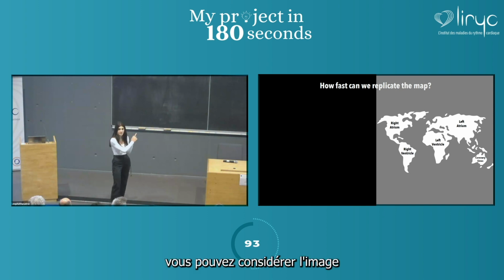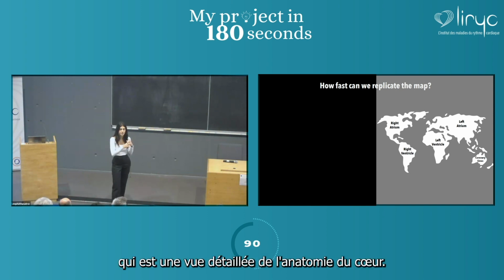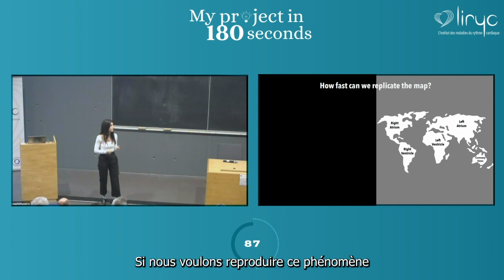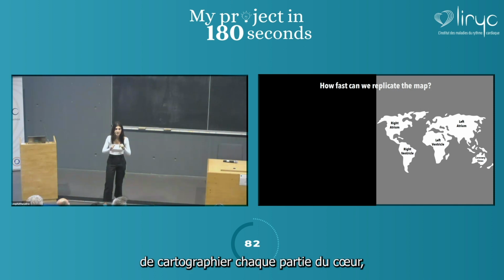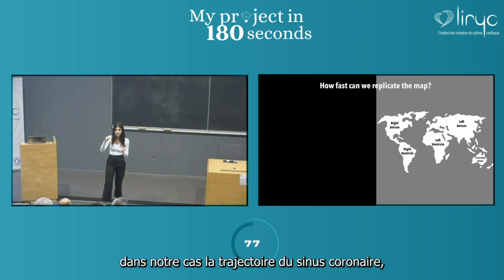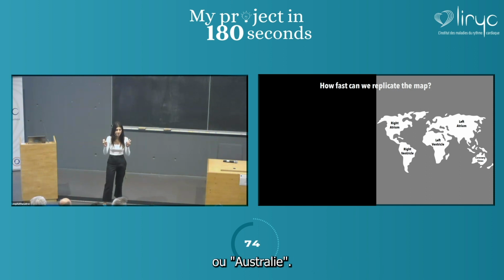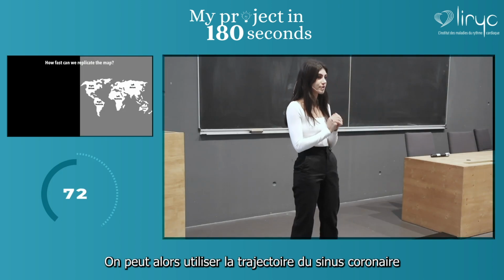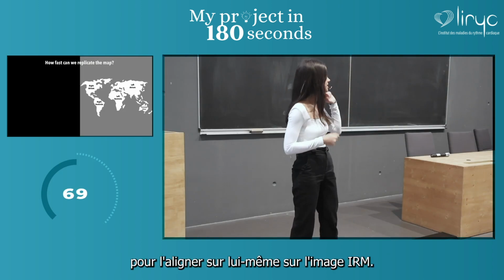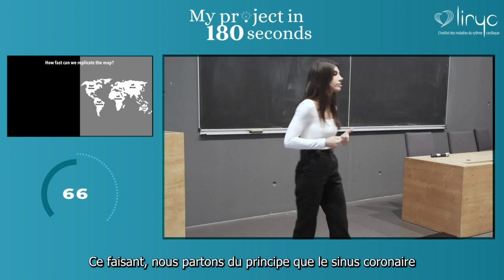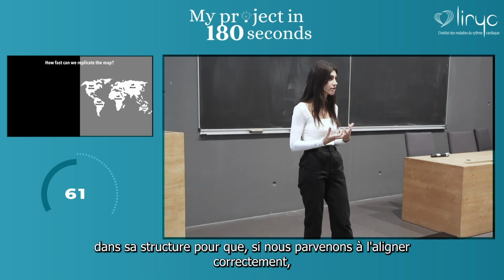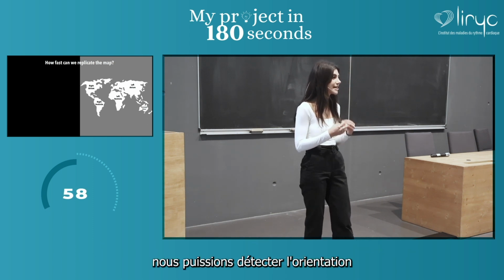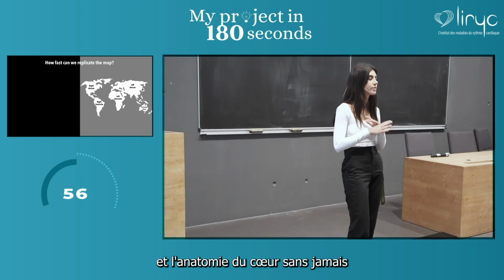Now, you can think of this image as an MRI scan of the heart, which shows a detailed view of the heart's anatomy. If we want to replicate this in the operating room, instead of having cardiologists map each part of the heart, they only trace one part. In our case, the trajectory of the coronary sinus, or Australia. We can then use the trajectory of the coronary sinus to align it with itself on the MRI scan. In doing so, we're assuming that the coronary sinus is complicated enough and unique enough in its structure that if we can align it properly, we can detect the orientation and anatomy of the heart without ever needing to map it.